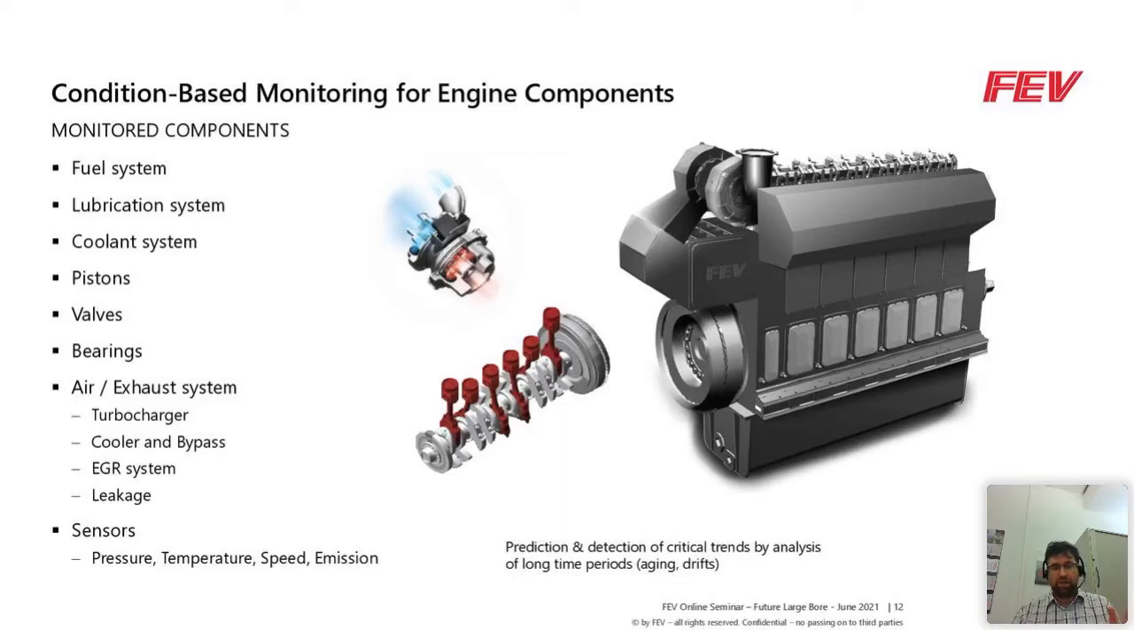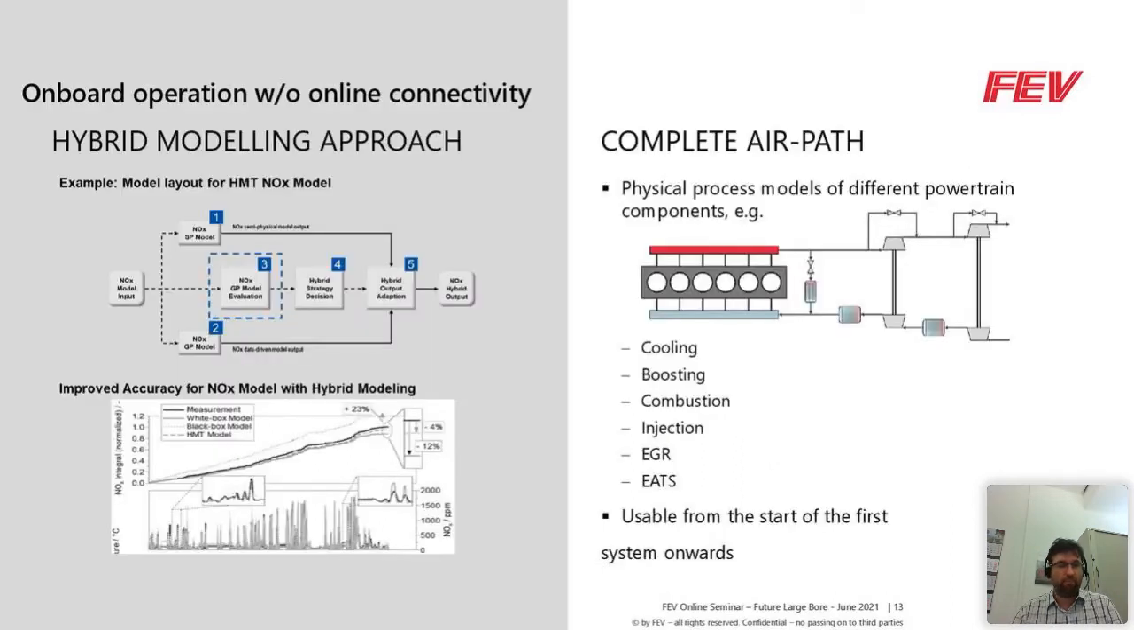The idea of this concept is that we can predict and detect critical trends during the lifetime of the operation, and therefore we can afterwards react. To achieve this, as I said, we have implemented, for example, here for the air path, a physical process model, which will model the whole path separated into components, which are based on our physical knowledge. And with this, we can have some kind of digital twin that is running on board to provide reference information about how the engine should behave.